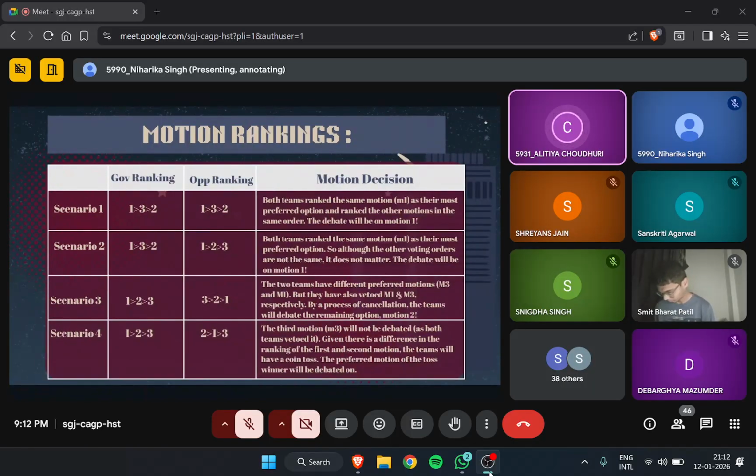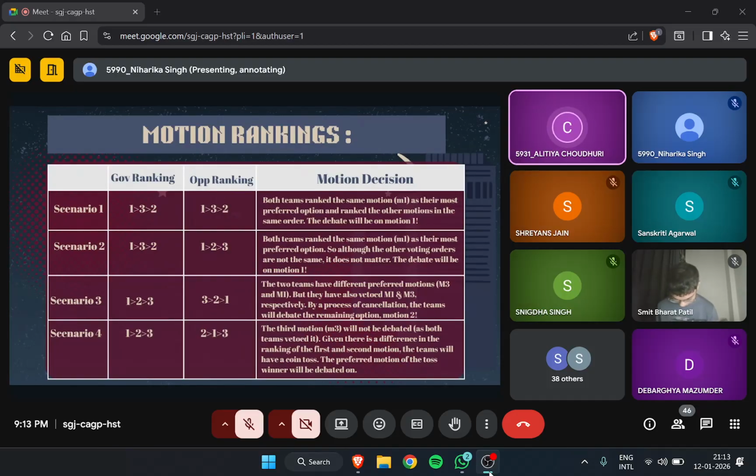So how does ranking work then? Because both of the teams are going to have different rankings, obviously. I think in scenario 1, you see that the motion preference, which is 1, is the same, and the motion veto is also the same. In this case, you go ahead and debate on the preferred motion because the preference matches and the veto matches as well.